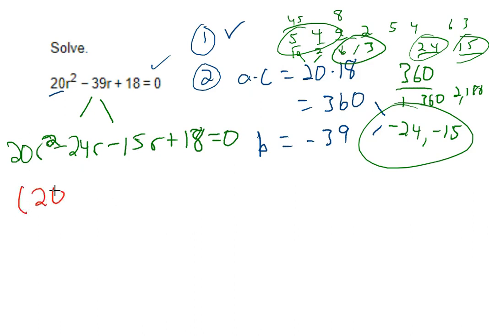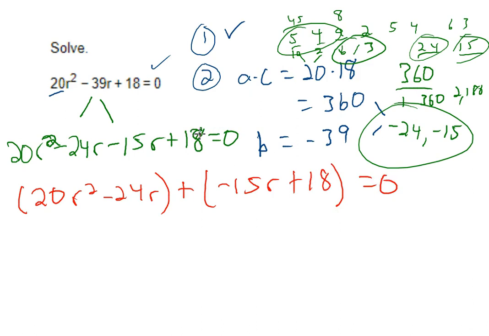So I'll group the first two terms together, 20r squared minus 24r, that's my first group, plus negative 15r plus 18 is my second group, right? So this is supposed to be an 18 here. I'm sorry if that's hard to see. And then go through the factor by grouping process, right?